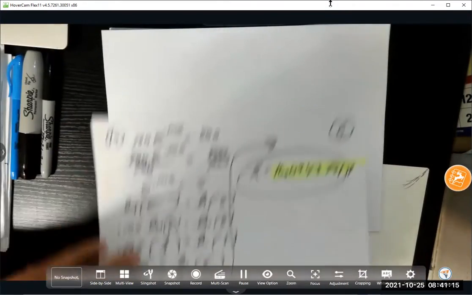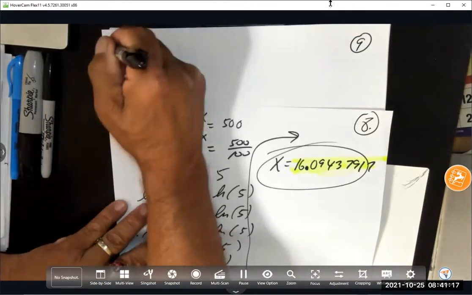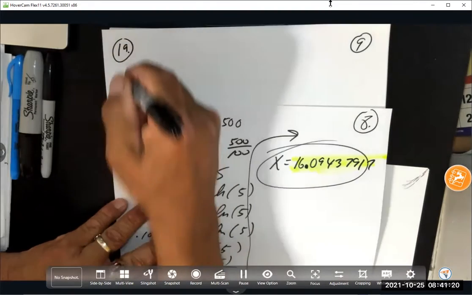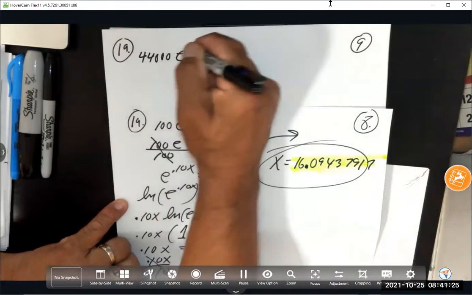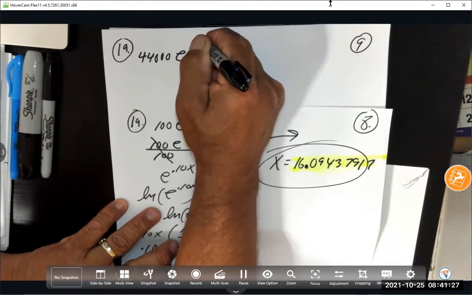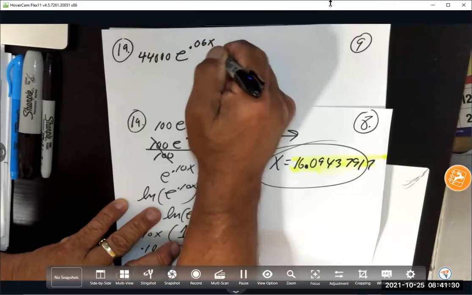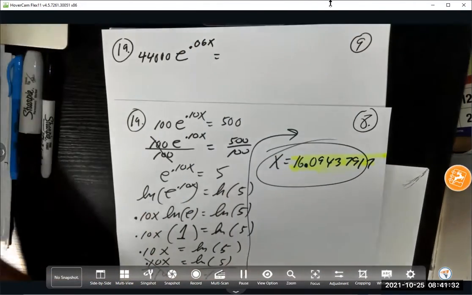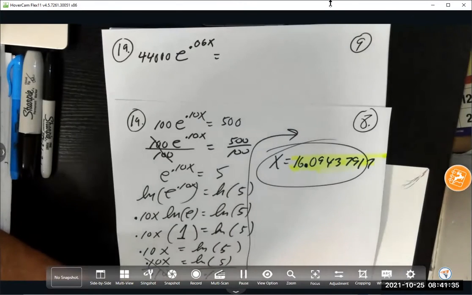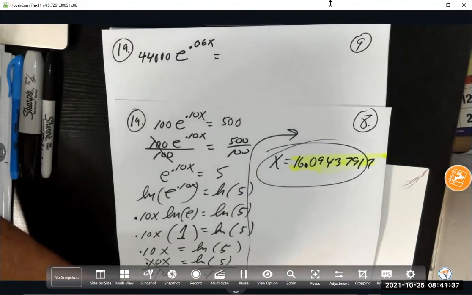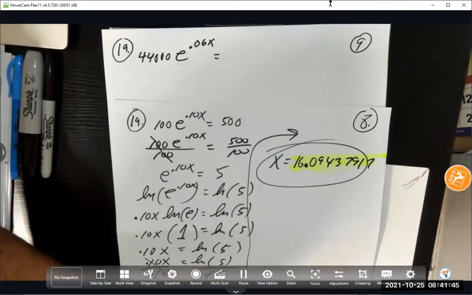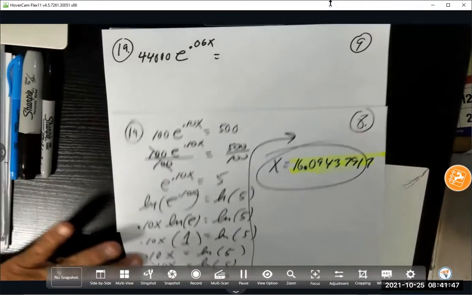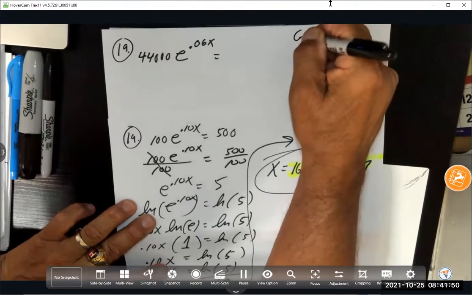All right, page number 9. It's going to be bigger numbers, so you know. I don't know. We'll see what happens. So 44,000 e to the 0.06x. Okay, so now. All right. So let's say this is going to be, I don't know, wait for the story.